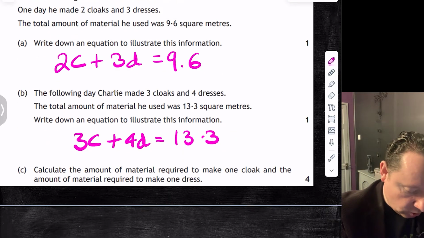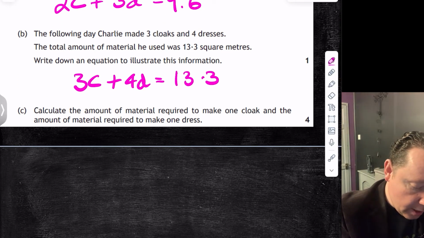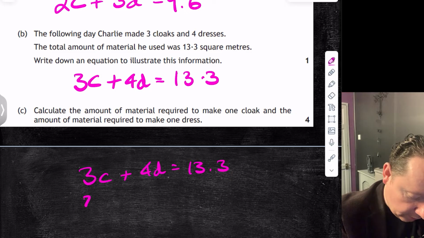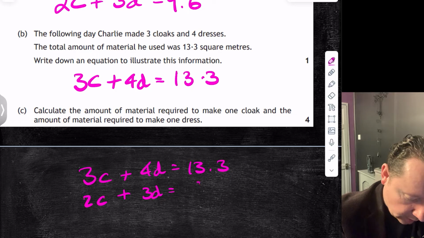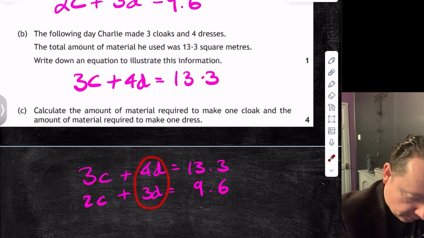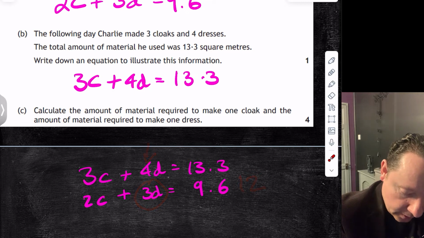So simultaneous equations. I write my equations top and bottom of each other. I'm going to write the big one first, 3C plus 4D equals 13.3, and a smaller one underneath, but it doesn't matter, it just makes it easier to see. So 2C plus 3D equals 9.6. And the game here is to either get the C's the same or the D's the same. I'm just going to make the D's the same. So I'm going to times this one by 3 to give 12, and I'm going to times this one by 4 to give 12 again.